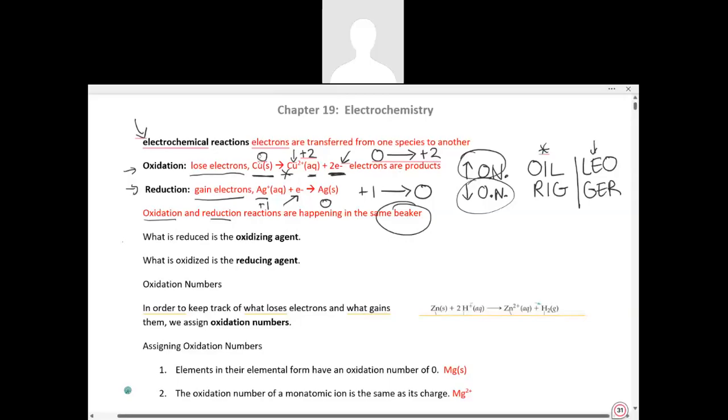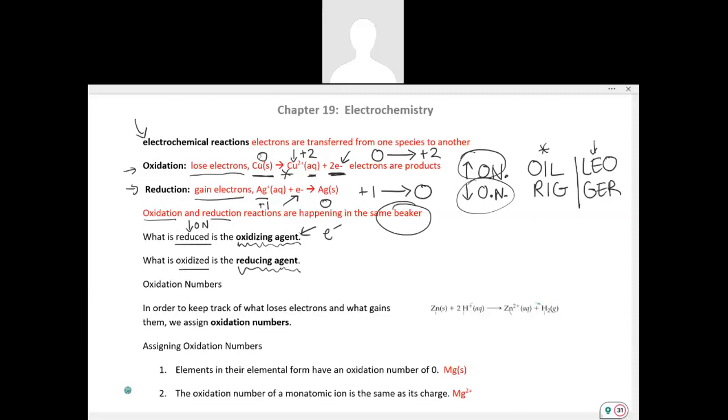But next, we should also note that whatever is being reduced, that's going to have a lowering in oxidation number, will be considered the oxidizing agent. So it's going to gain electrons, therefore it's going to take electrons from something else. So therefore it's going to oxidize something else. So we call that the oxidizing agent. And then the opposite of that, whatever's being oxidized can reduce something else, because that's going to be losing electrons, so those electrons can be gained by whatever the other species is.